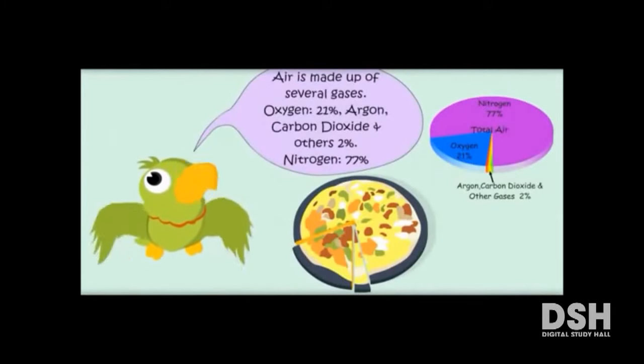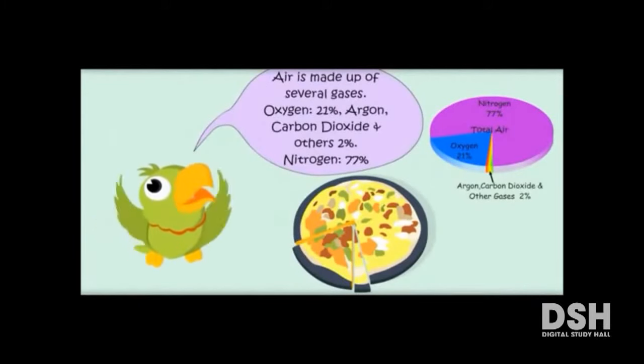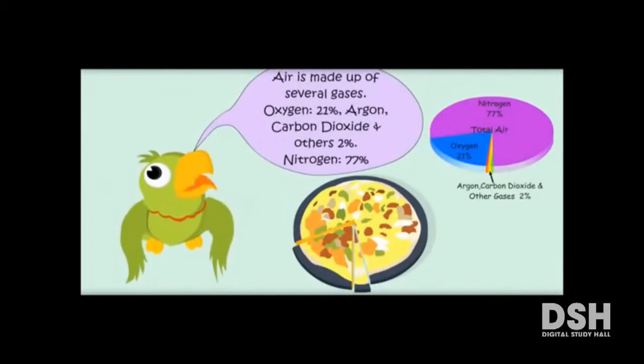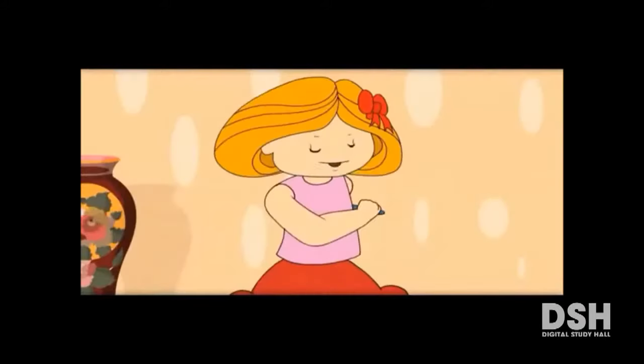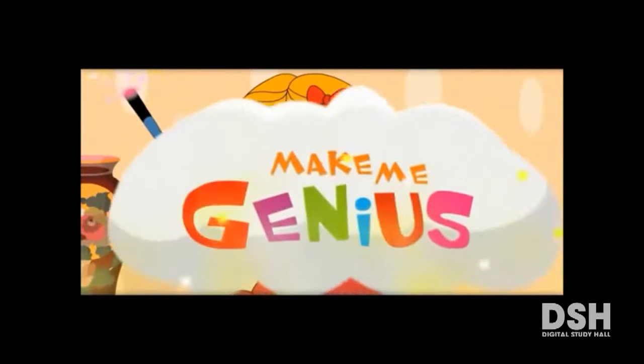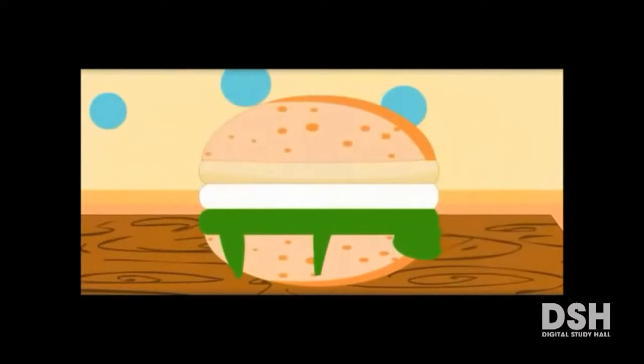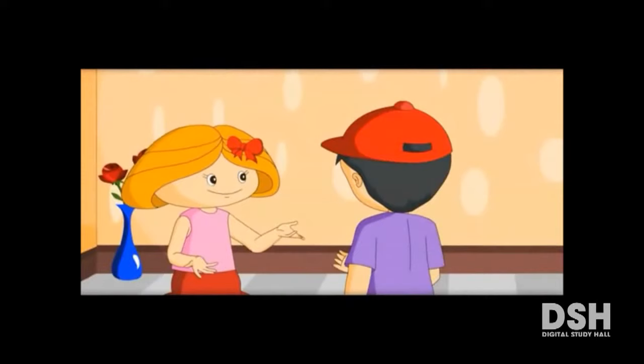Air is made up of several gases. Oxygen 21%, argon, carbon dioxide, neon, and others 2%. Nitrogen 77%. Now we will see different layers of atmosphere. Wow, I want to eat it. You can eat it. But first, let us understand air in the atmosphere of the Earth.